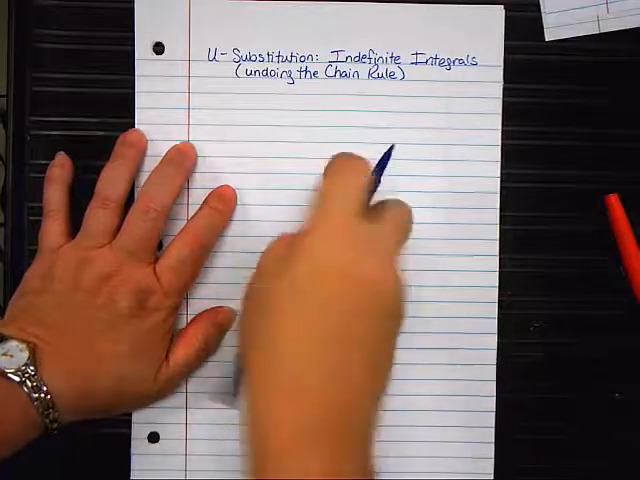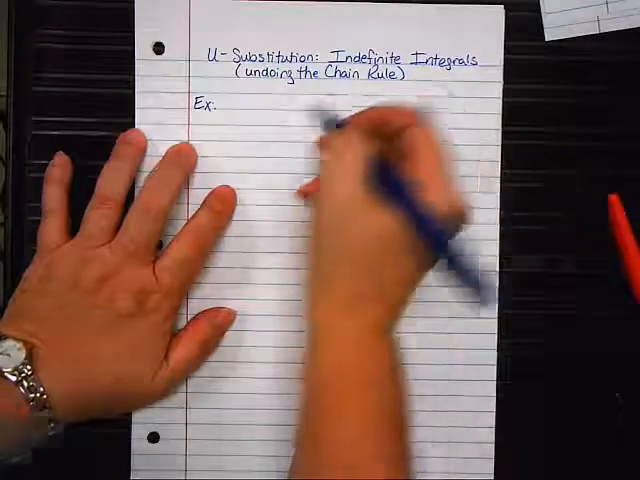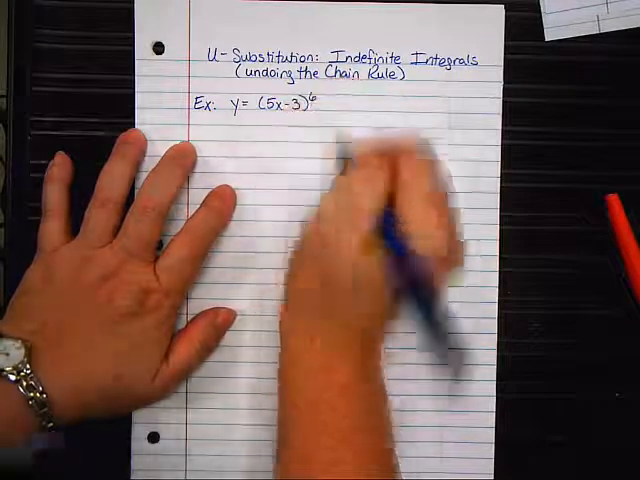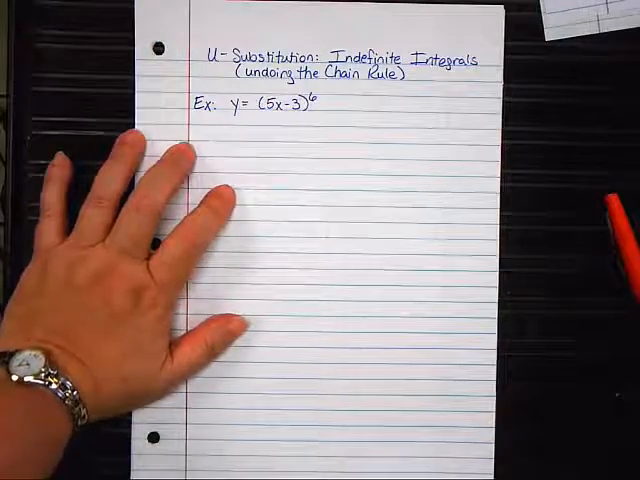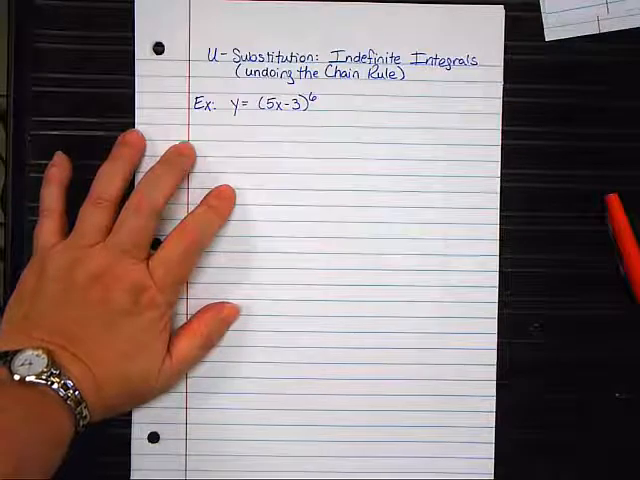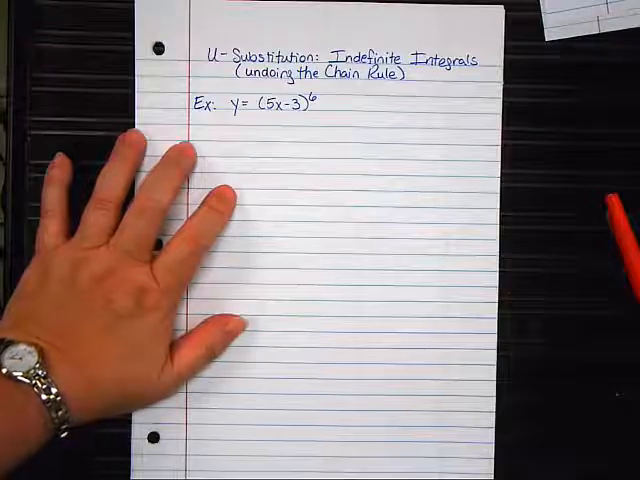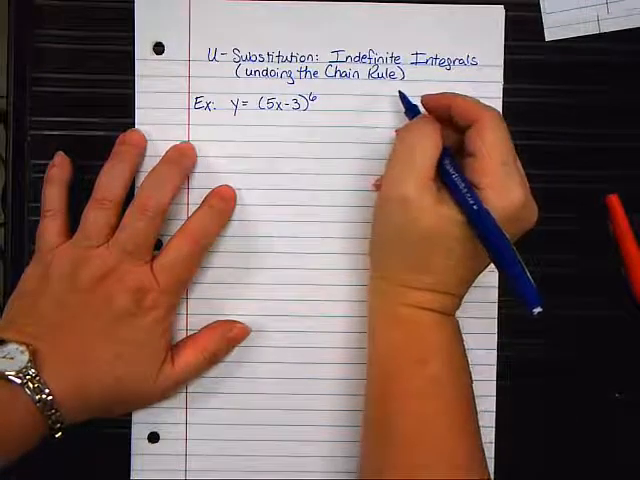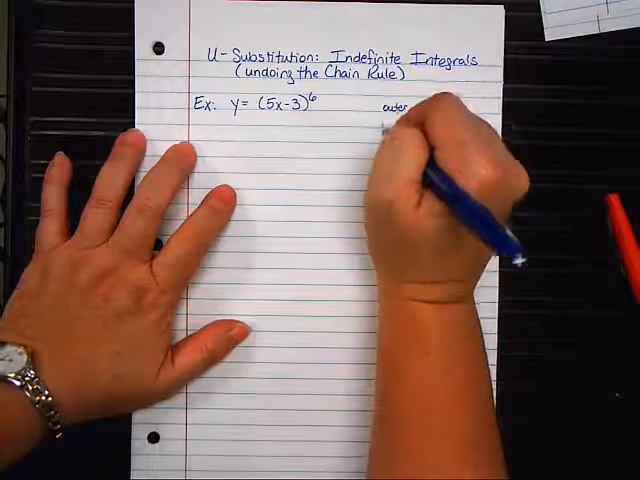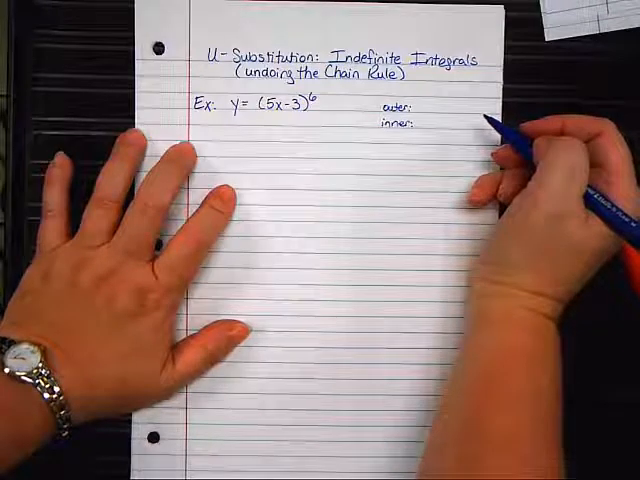So we're going to start out by practicing the chain rule forwards. So y equals 5x minus 3 to the 6th power. That's a chain rule problem. I want to take its derivative. I want to think about the process, and I want to look at the way the answer looks. For a minute, I'm going to go back to the old-fashioned way, writing out what the outer and inner functions are, because I'm going to refer back to them in a few minutes.